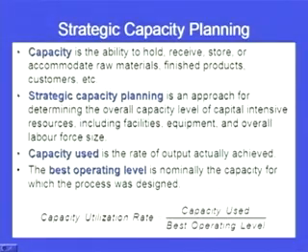So it is nominally less than the highest rated capacity of that particular machine or that particular system. So best operating level is nominally the capacity for which the process was designed. The process is designed for that level, but certainly we can go beyond that level also, but the efficiency may not be 100% at that level. So best operating level is the level for which the process has been designed. Also capacity utilization rate we can say is the capacity used divided by the best operating level for which the process was designed. So that we can call the capacity utilization rate.